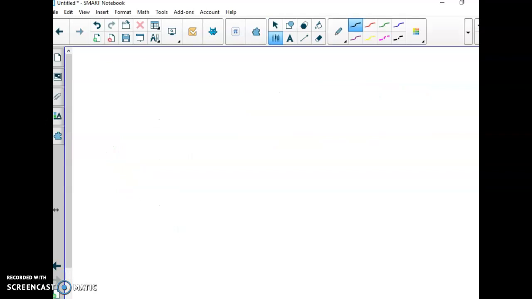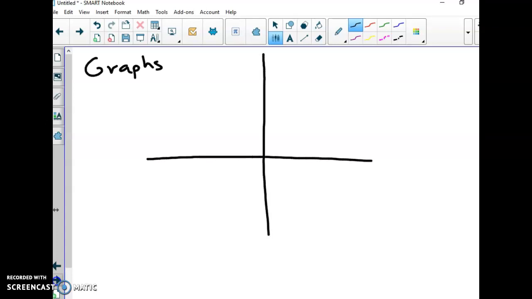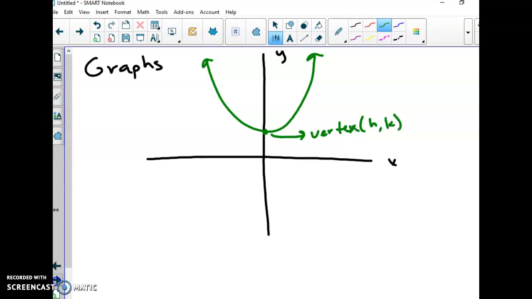Parabolas in terms of their graphs. So when we're looking at a graph of a parabola, we have our x and y axis, and then we actually have our U-shaped parabola. Okay, there are characteristics of this parabola that are important to learn. This point here, the lowest point, in this case I have it on my y-axis, this is what we call our vertex, which is in the form h comma k.